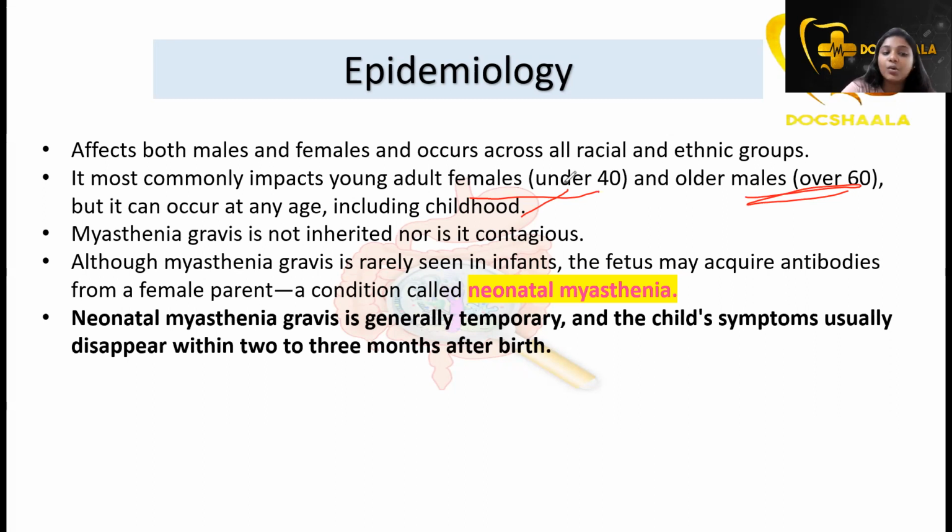It is rarely seen in infants, but if the fetus acquires antibodies from a female parent, it is called neonatal myasthenia. It is generally temporary in nature, and the child's symptoms usually disappear within 2 to 3 months after birth.